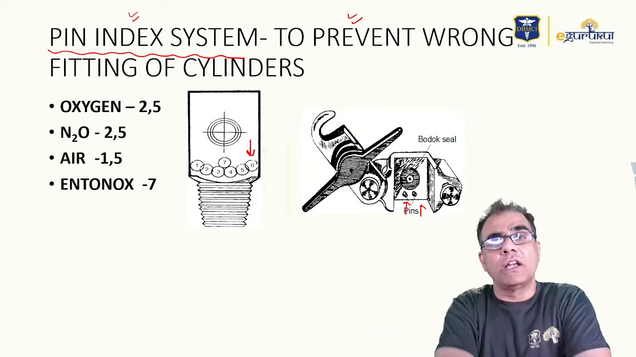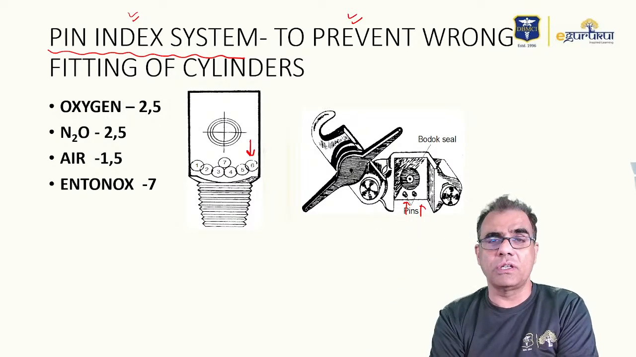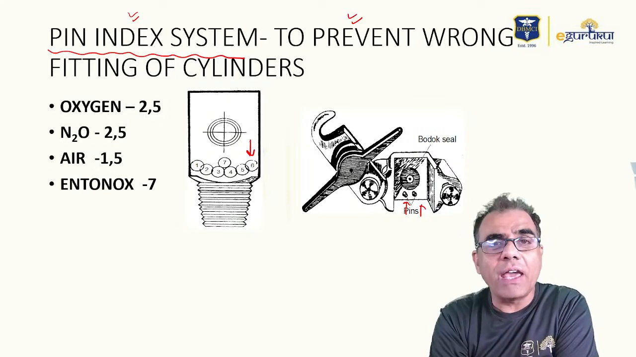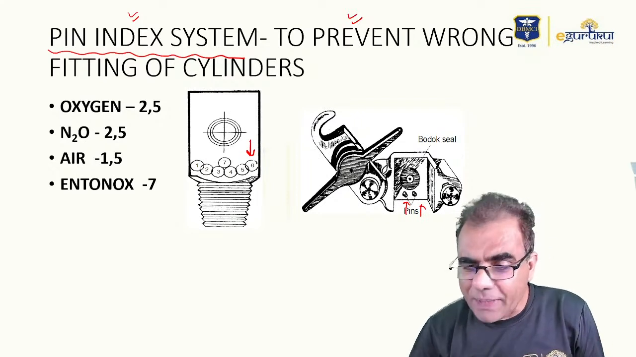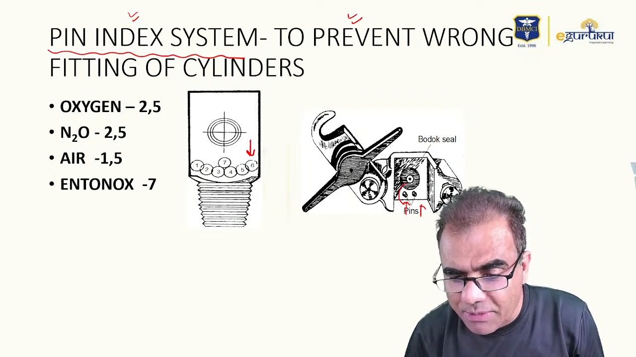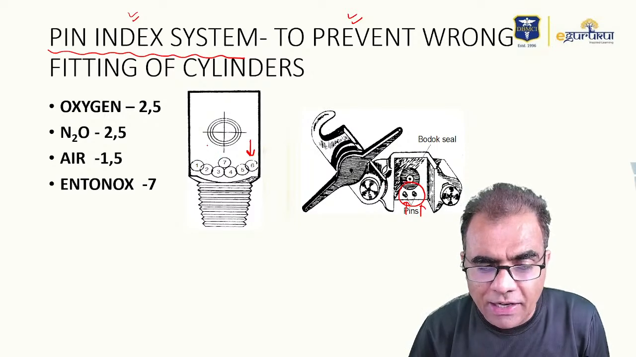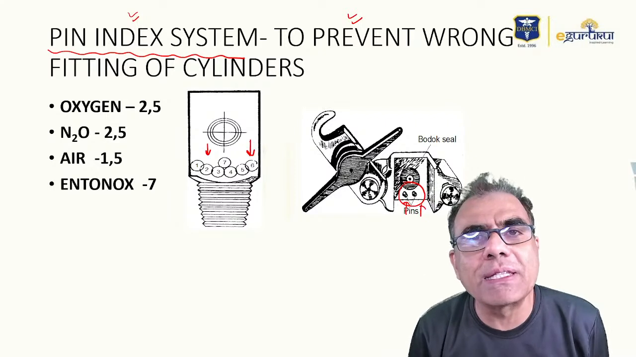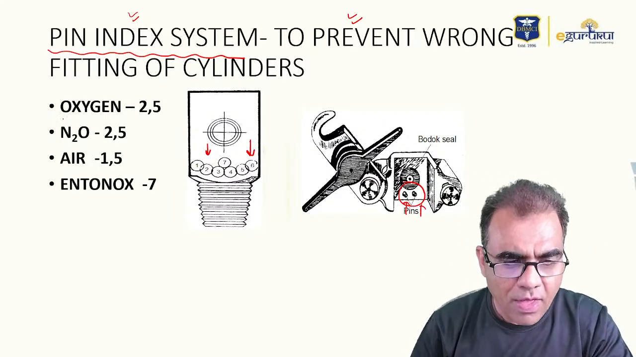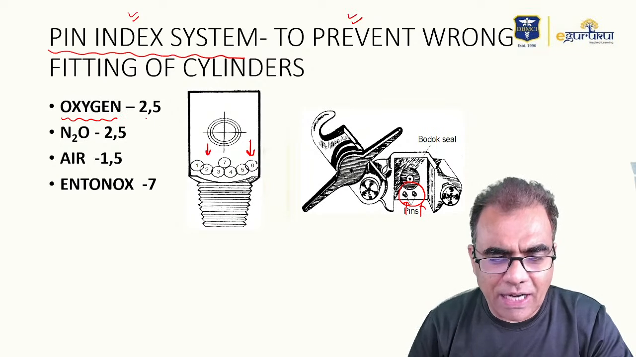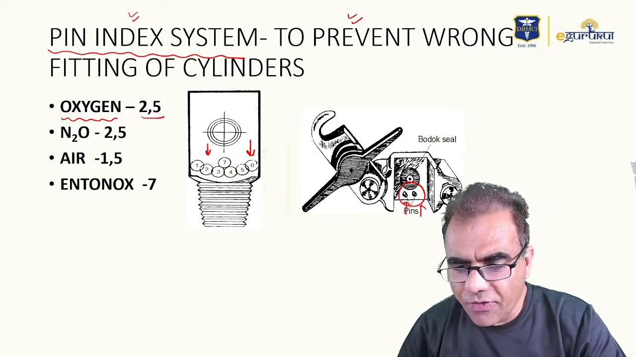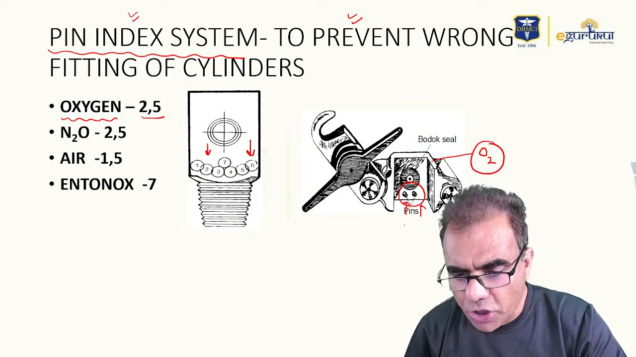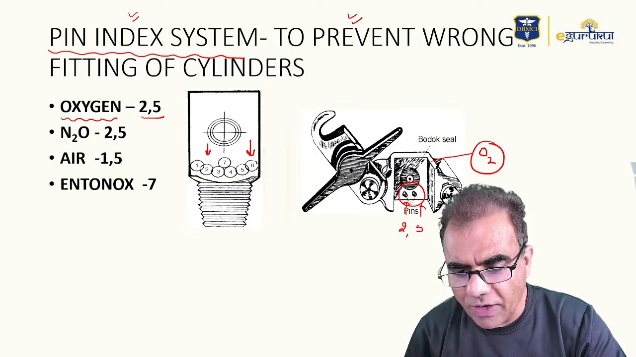Because if you fit a wrong cylinder, say I fit nitrous oxide at the place of oxygen and patient receives 100% nitrous oxide, patient is definitely going to die. So basically pins on the anesthesia machine and holes on the cylinder should match, then only cylinder can be fitted at its place. Like for oxygen, the pin index position decided is 2 and 5. Means if this is a place where oxygen cylinder is going to be fitted, the position of these pins will be 2 and 5.